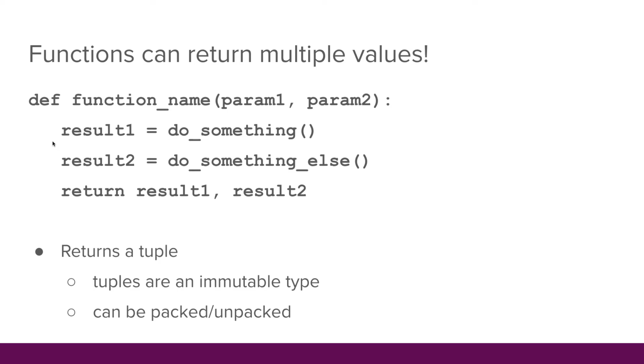One other thing to note is that functions can return multiple values. I'm going to demo a little bit more about tuples later, but basically what's happening is that when I say return result 1 and return result 2, we're returning a tuple, which contains result 1 and result 2, and then we can unpack it into two different variables later and just use them separately. But this is one really awesome feature of Python.